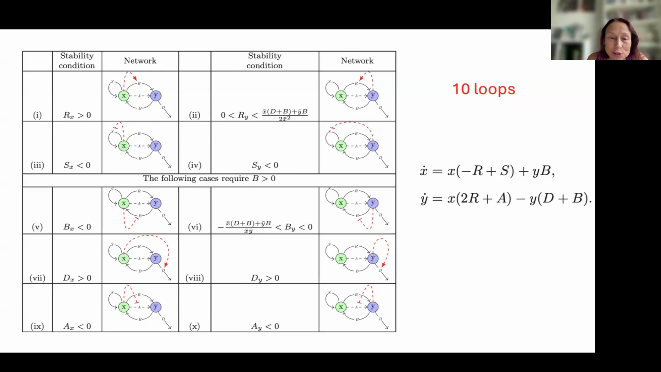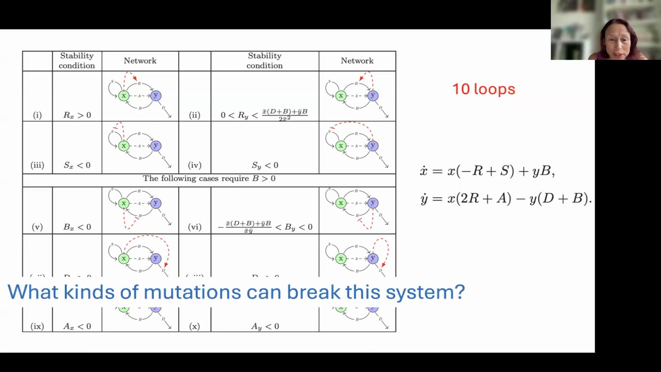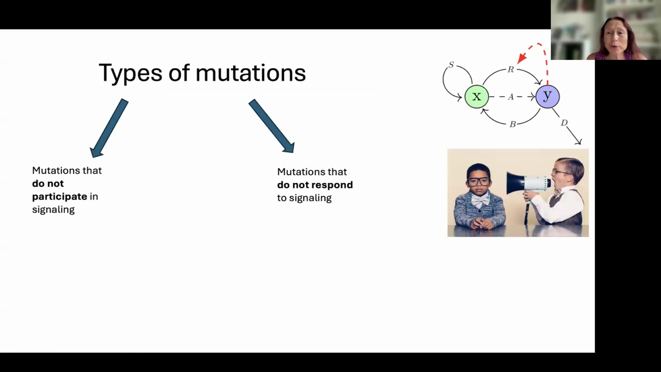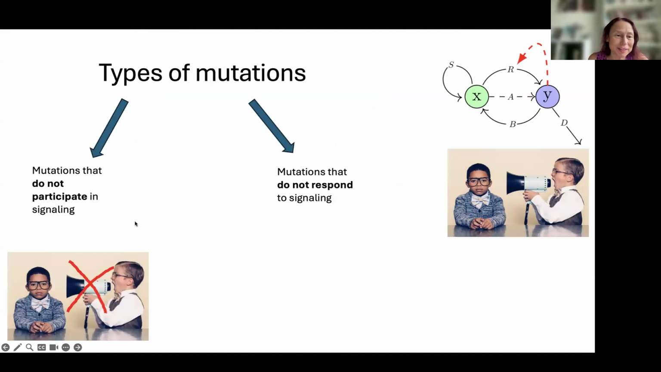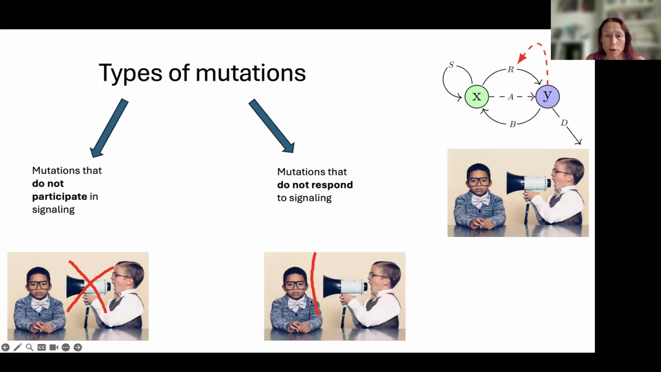All good? Okay. So now, what kind of mutations can break this system? We're going to consider 2 types of mutations. Mutations that don't participate in signaling and mutations that do not respond to signaling. So here, mutations that don't produce a signal. If a rate, say R, should depend on X, a mutant can arise that doesn't contribute to the strength of that signal on X. And here, mutants that don't respond.